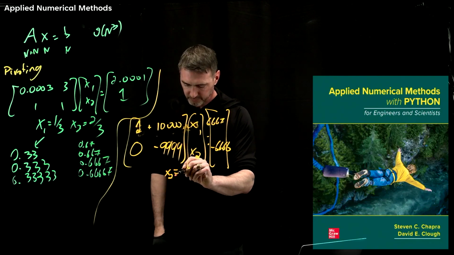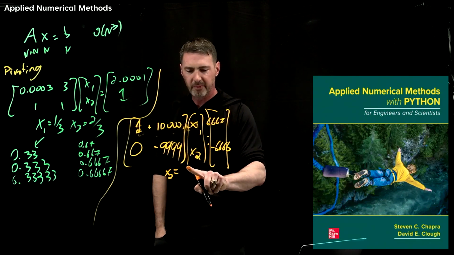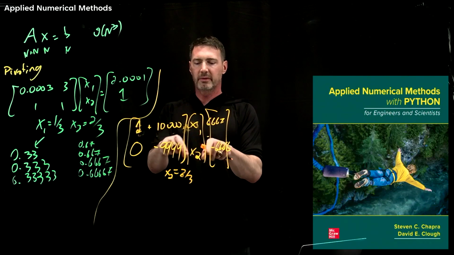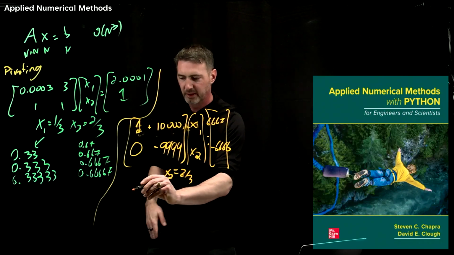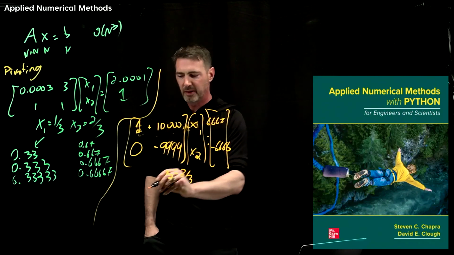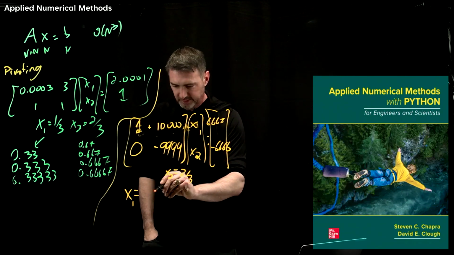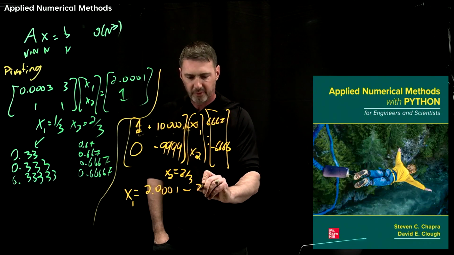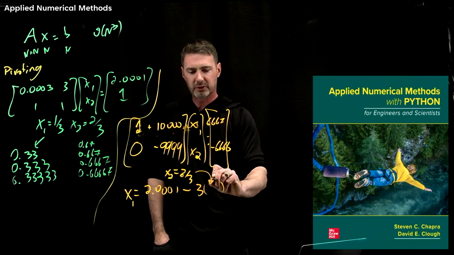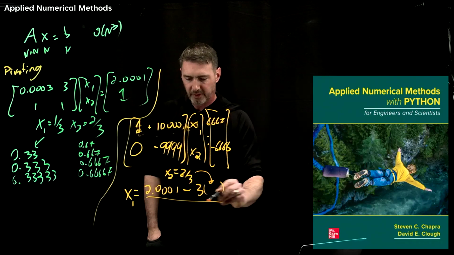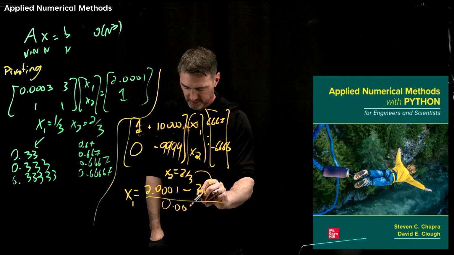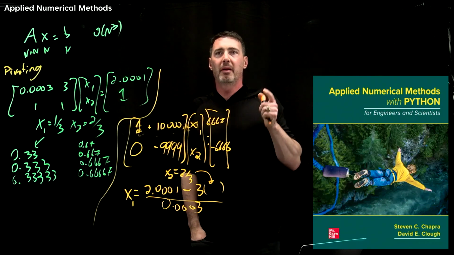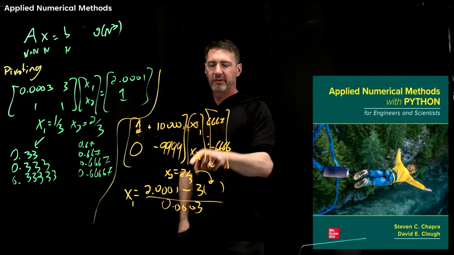Okay. This problem is fine. X2 is basically equal to 2/3. But then it's actually solving for x1. And so if you actually go right down, then what you do on a computer is x1 is equal to 2.0001 minus 3 times however you're storing this, divided by 0.0003.